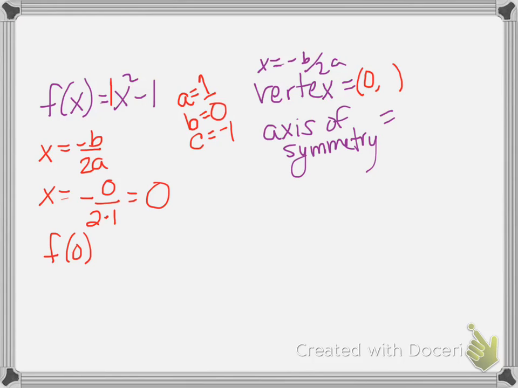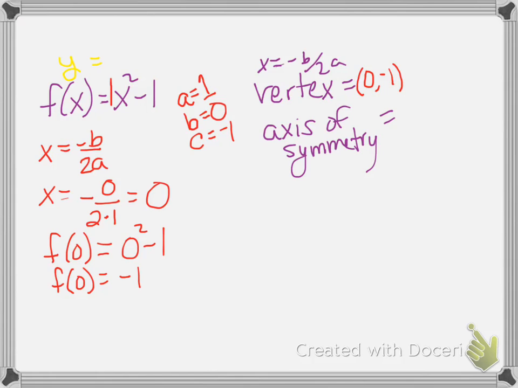So I called it y last time, but it's really f of x. So f of 0 equals 0 squared minus 1. Remember, I kind of glossed over that. Remember, f of x is really like saying y equals. So if you want to write y equals, you can. So if I wanted to find f of 0, it's going to be negative 1. So I know my y is negative 1. So my vertex is 0, negative 1.